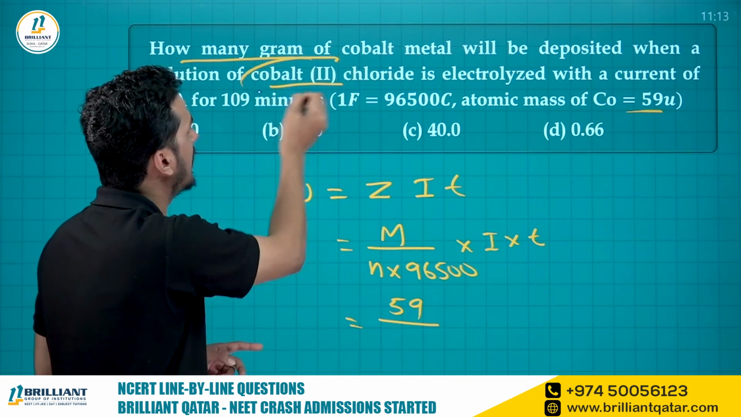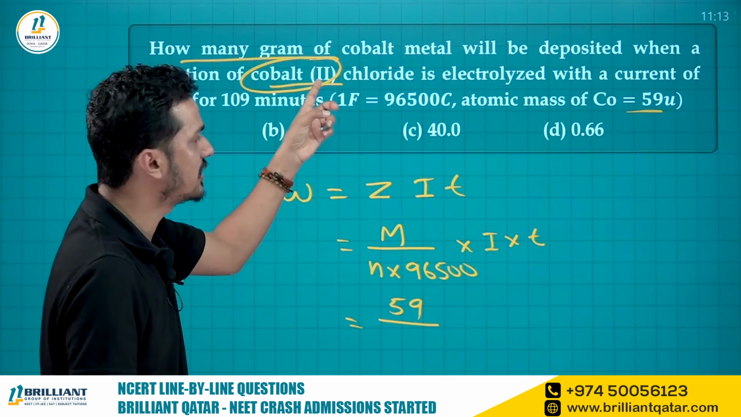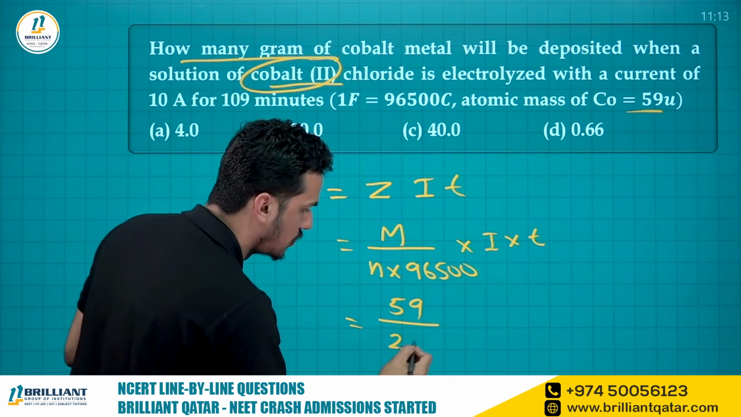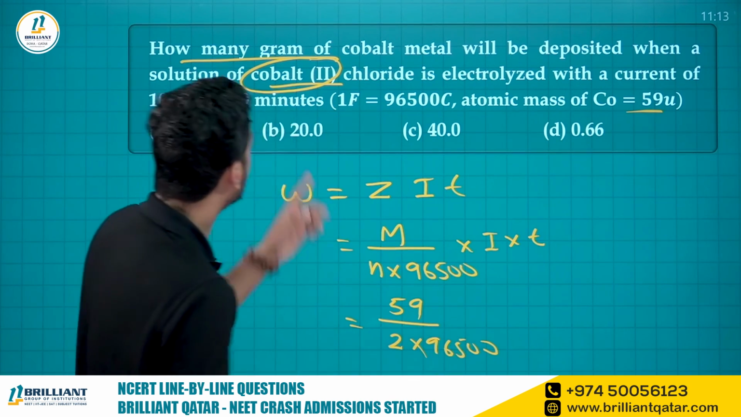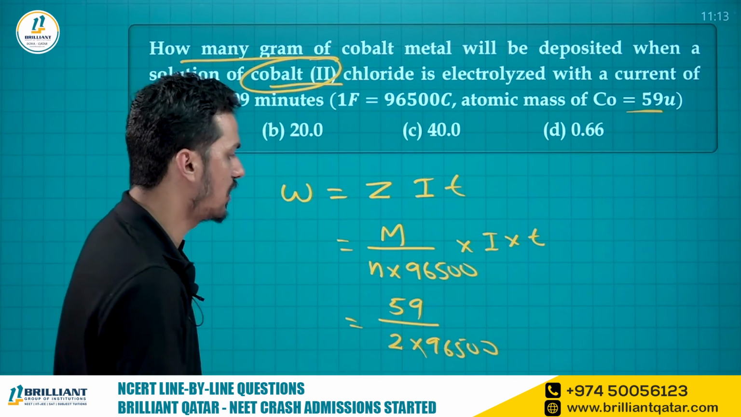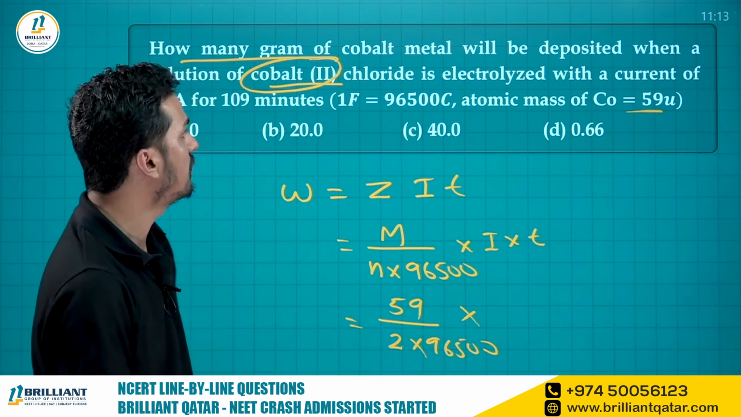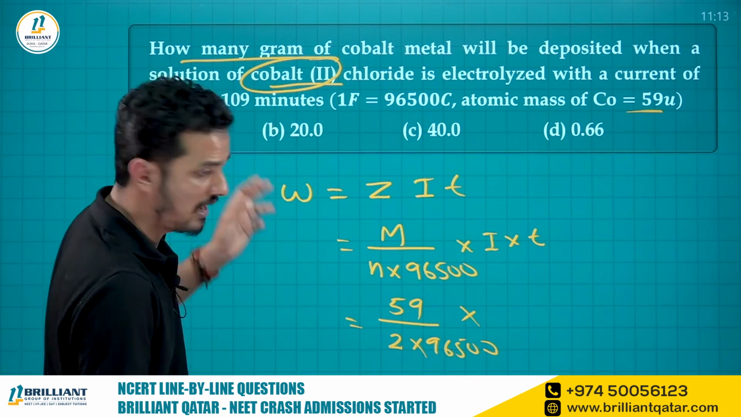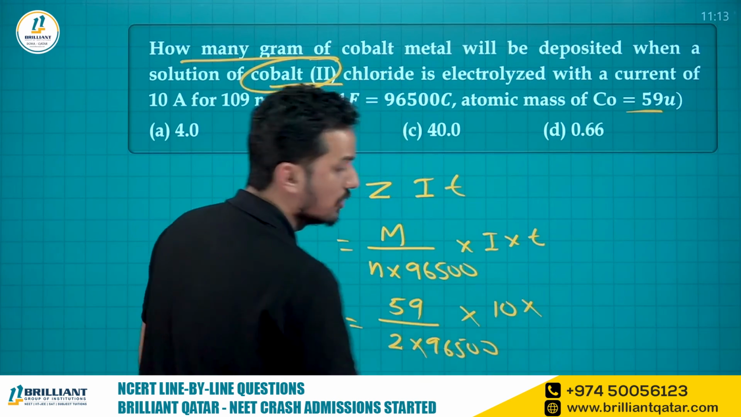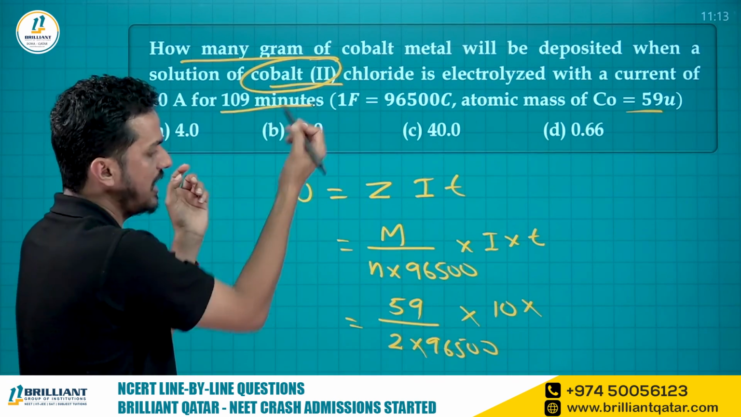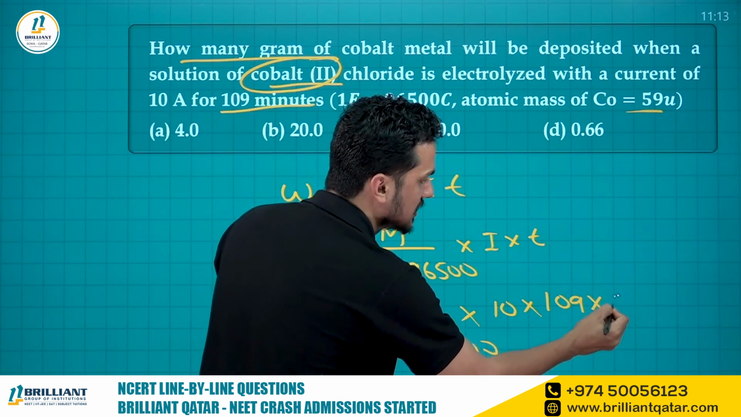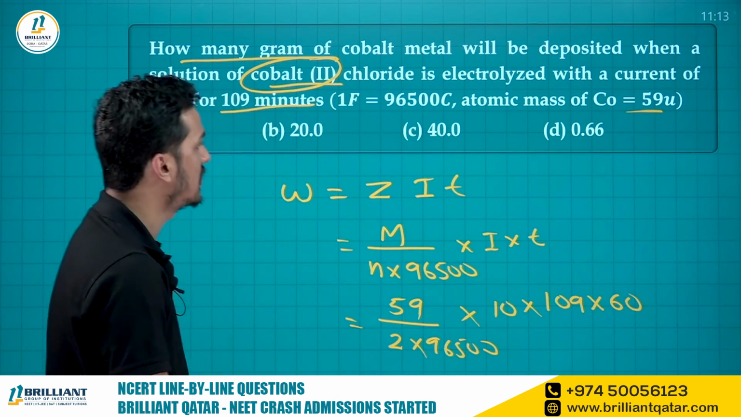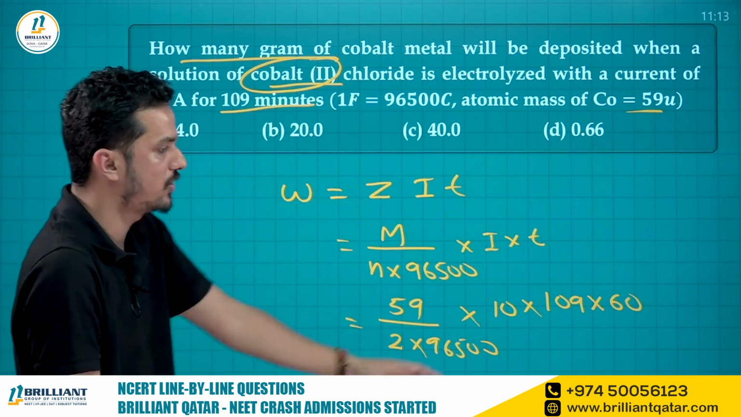For that N factor only they are telling the oxidation state. Cobalt is in 2 oxidation state. So its oxidation state is 2 into 96,500. Okay. If it is 3, you have to put 3 there. 96,500 into I. What is I value? I value they have given, 10 ampere. I can put 10 here into T. T for 109 minute. 109 minute means 109 into 60 second. Okay, this is minutes. You have to convert into second.